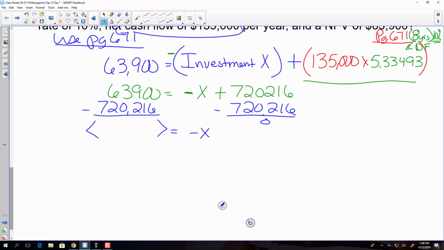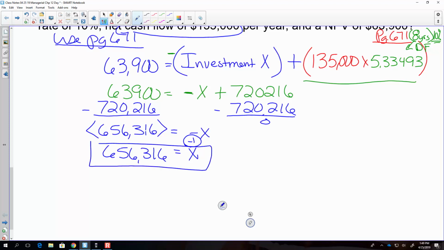6 something? Negative 656,316. Whoops. And obviously we divide by -1 to finish it out. Which makes this X, which makes this our investment. So our answer for our third problem here is the investment amount required to give us the $63,000 of net present value is $656,000 investment.